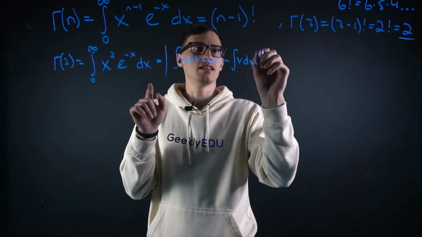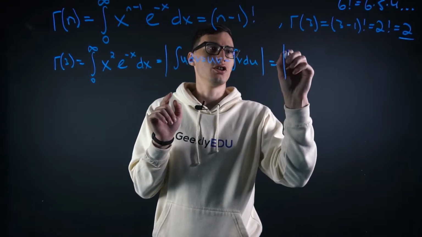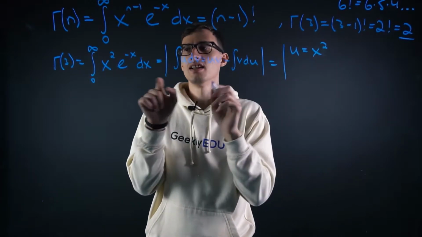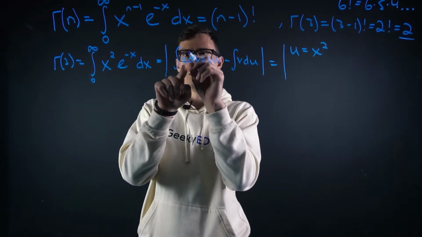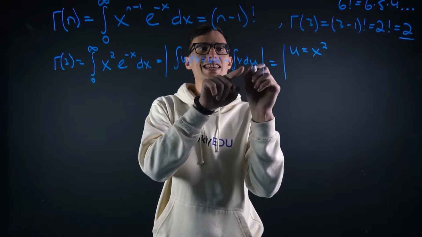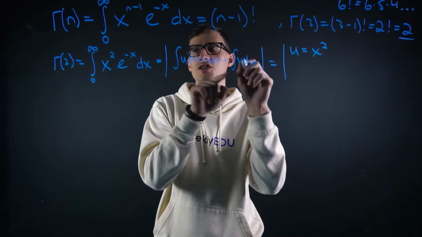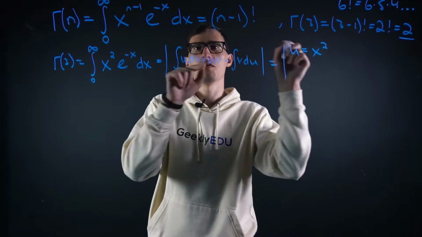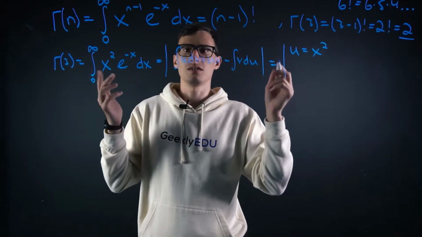So in this case, we're going to say that u is equal to x squared. Why is that? Because here we have u by itself, but here we have du. So by taking the derivative of x squared, we're going to lower the power with each step. So let's do it.